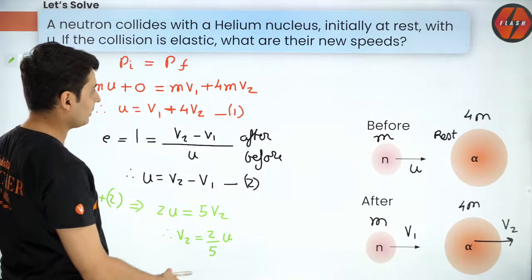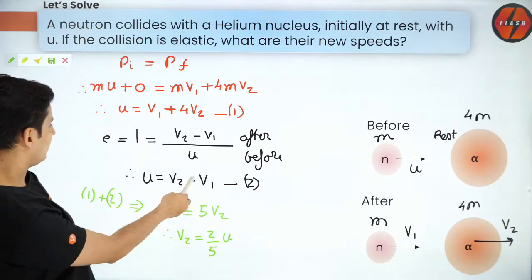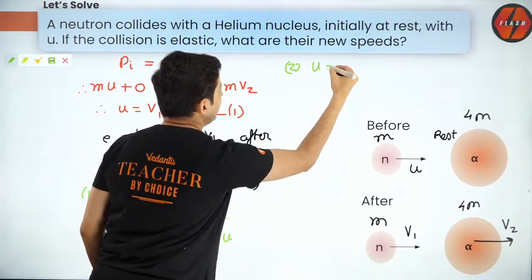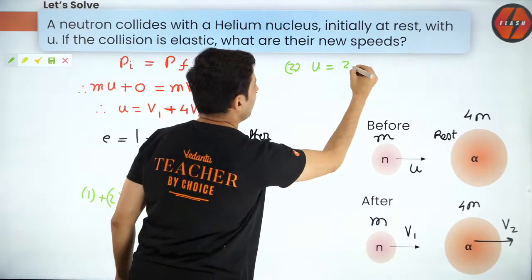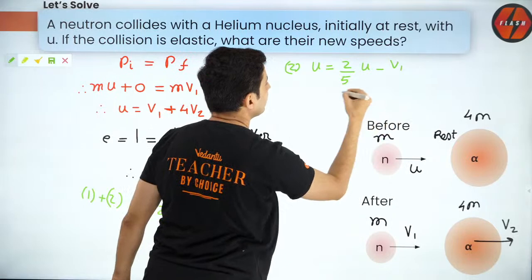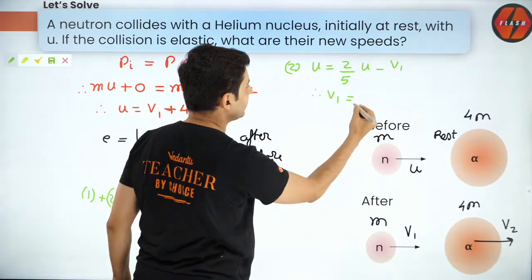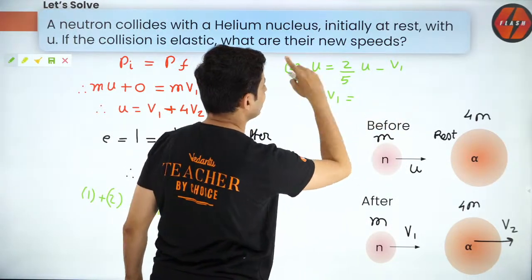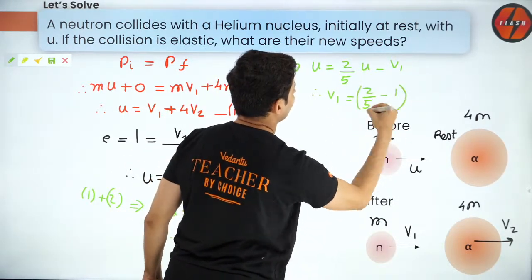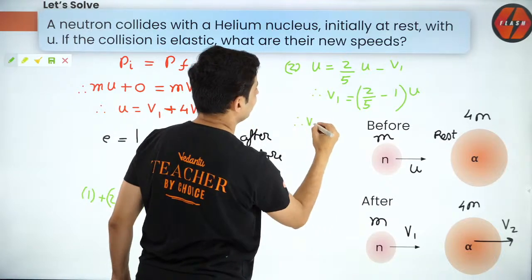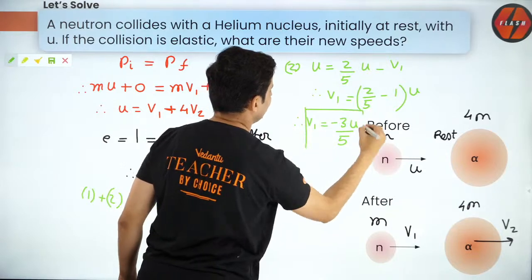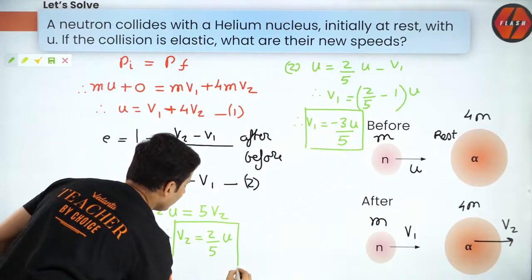Similarly, you can find v1 from this. So for v1 you can use equation number 2. u will be equal to 2 by 5 u minus v1. So therefore, v1 will be equal to 2 by 5 minus 1, into u. Therefore, v1 will be equal to minus 3u by 5. This is one answer. And this is my second answer.